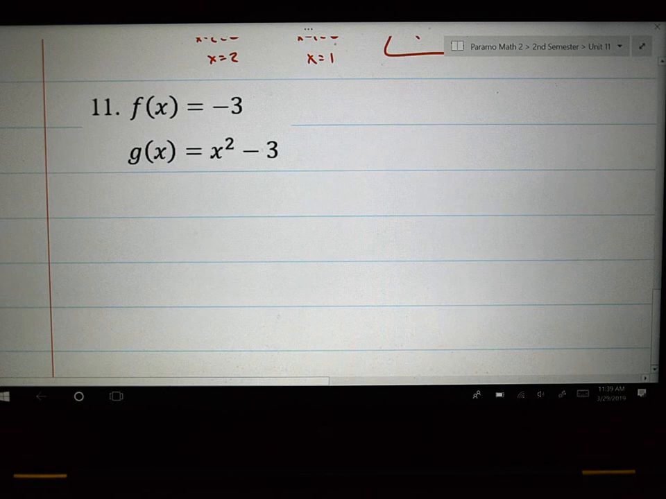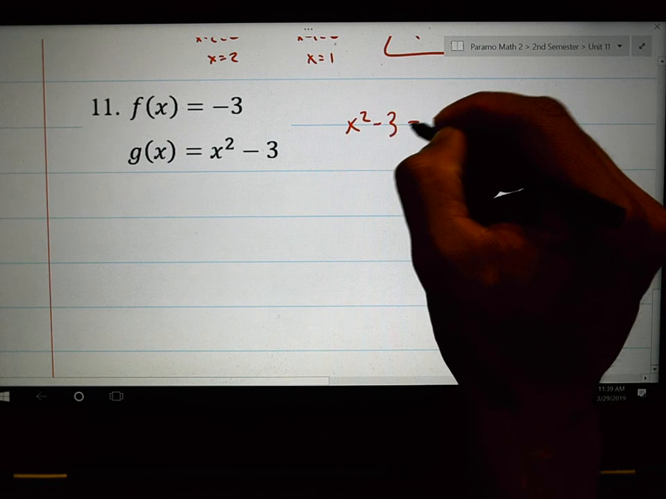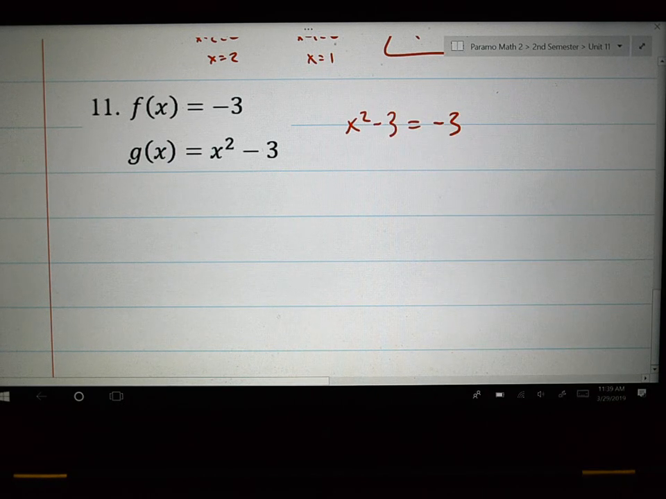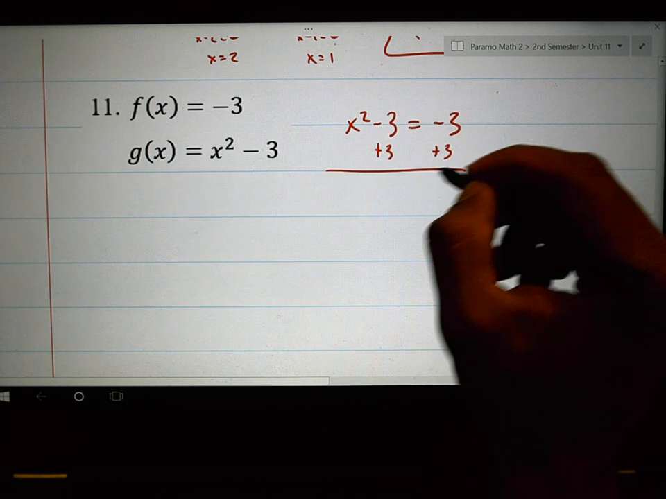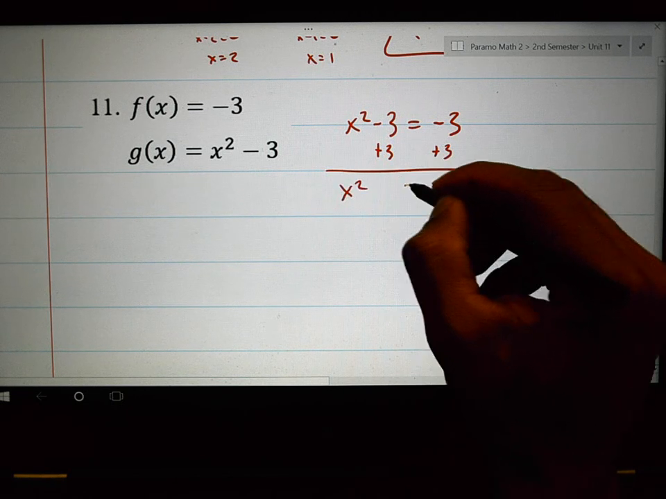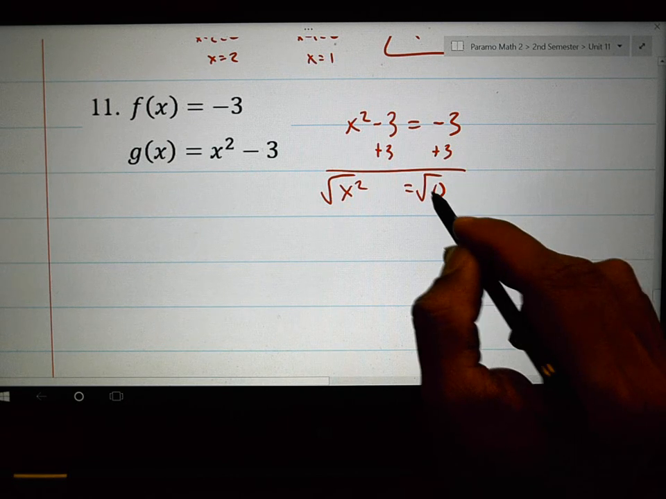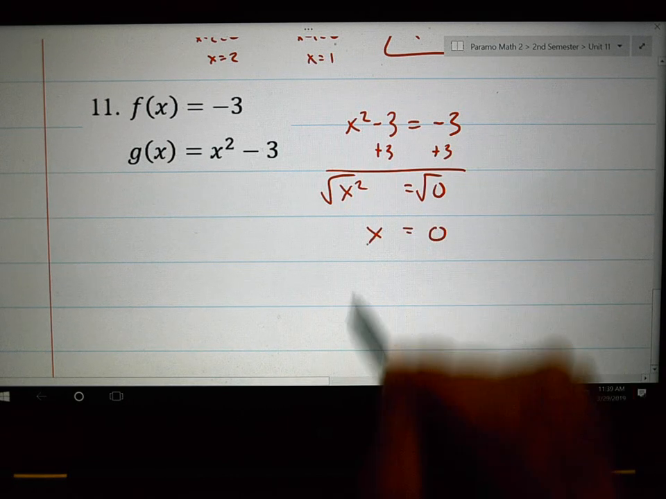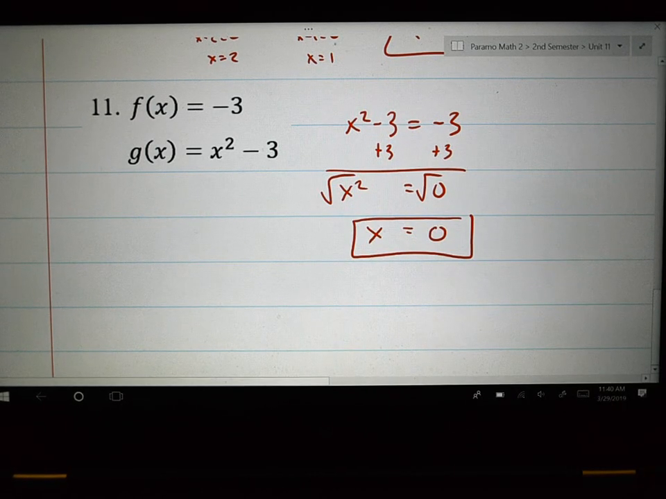Number 11 is the last one I picked for you. Where are these equal to each other? Well, let's find out. Let's set the first one equal to the second one. We'll add 3. Let's get it equal to 0. Square root. The square root of 0 is 0. So in this case, there's only one solution, where it crosses at x equal to 0. Just so you know.